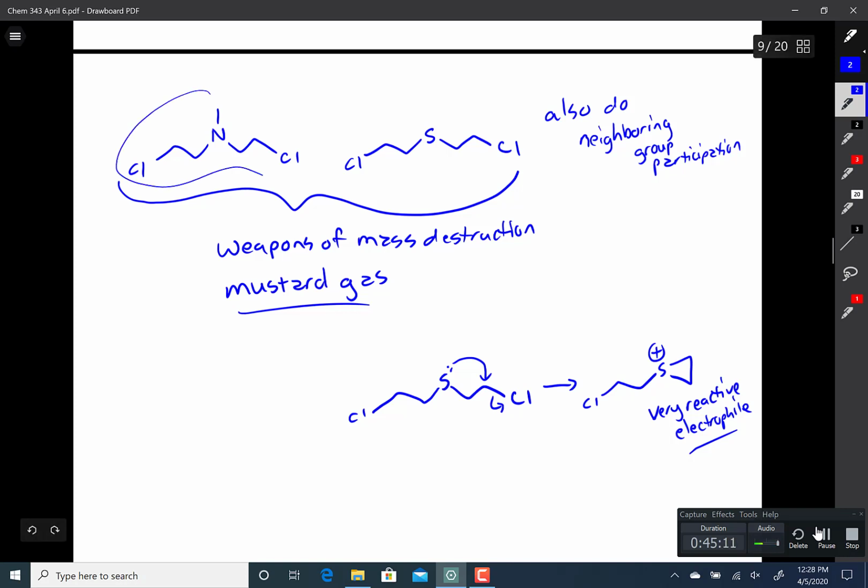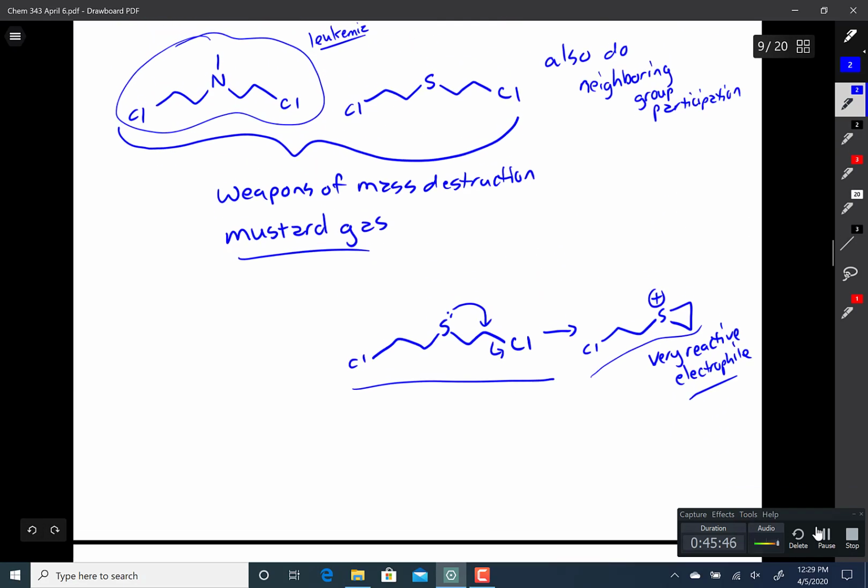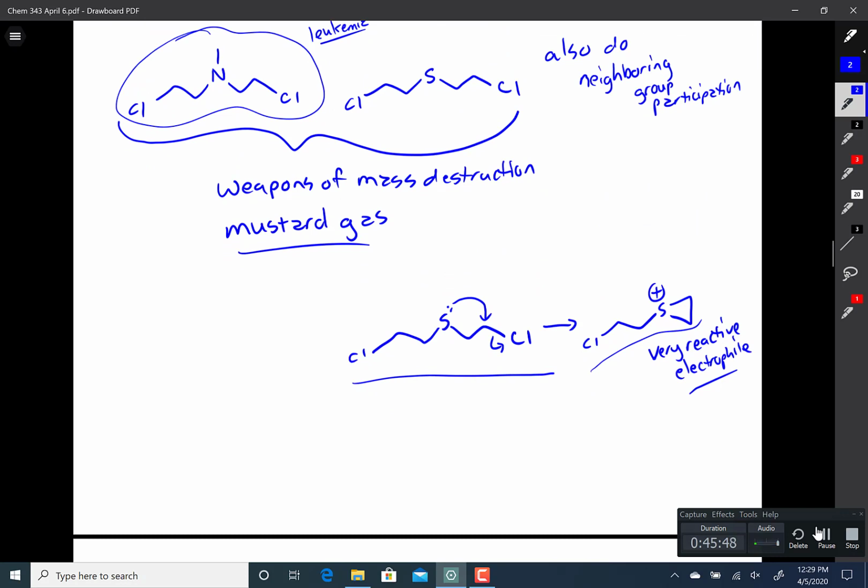This one in particular is also an anti-cancer drug. In addition to being a weapon of mass destruction, it's used to treat leukemia. So be careful of these if you ever see these in a lab. They are very dangerous, causing basically blisters, severe burns.